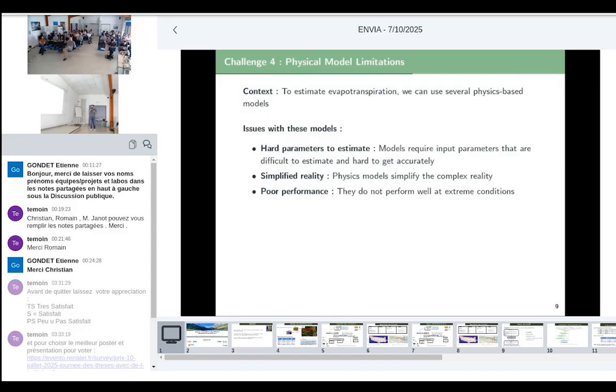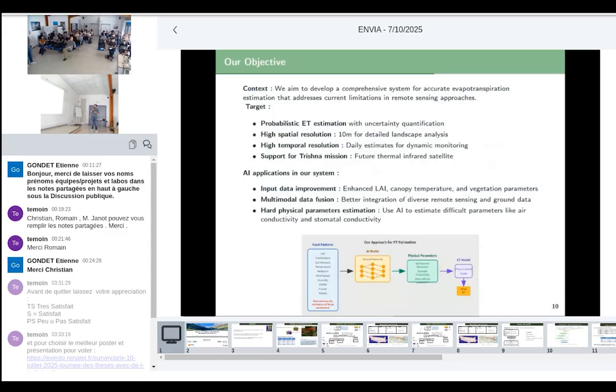Also, for challenge 4, physical model limitation. To estimate evapotranspiration, we can use several physics-based models, but with these models, we have several issues. For example, the input dataset can include parameters that are difficult to estimate and hard to get. Also, physical models can oversimplify reality, and they do not perform well under extreme conditions.